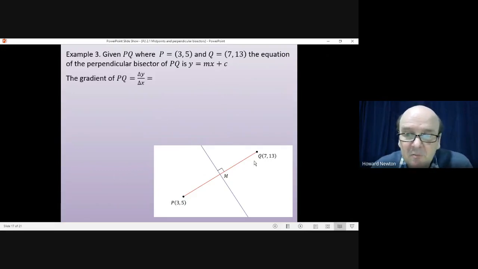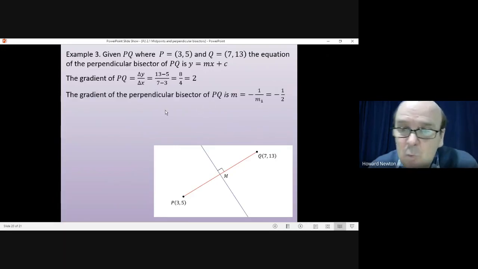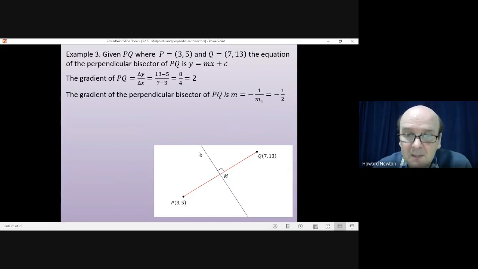First of all, finding the gradient of PQ itself. So the gradient of a line is given by the change in y over the change in x between any 2 points on that line. The change in y will be 13 minus 5, the change in x is 7 minus 3. That gives me 8 over 4, which equals 2. Now that's the gradient of PQ. I want to know the gradient of the perpendicular bisector. Well, the gradient of the perpendicular bisector will be minus 1 over that. So minus 1 over 2. That's the gradient of the perpendicular bisector.